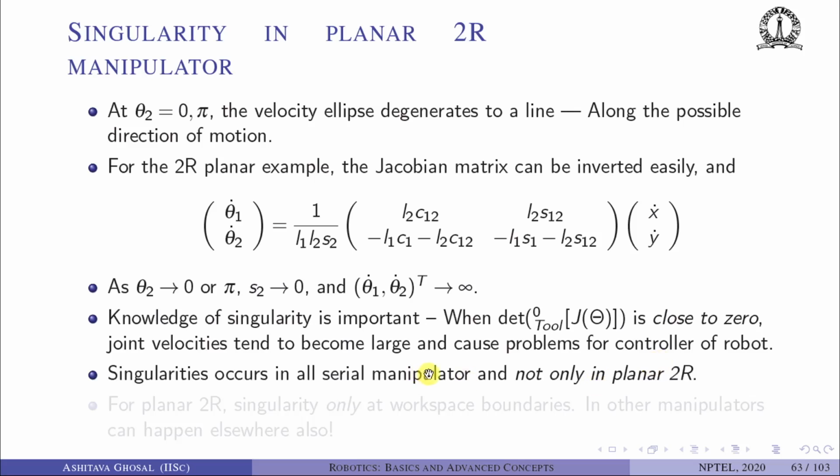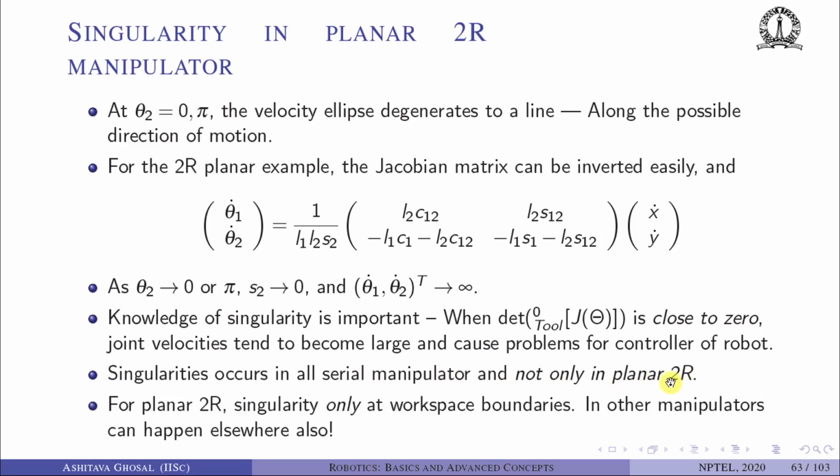Singularities occur in all serial manipulators and not only in planar 2R. This is a statement you can verify, and it is well known. For planar 2R, singularity occurs only at the workspace boundaries. As you can see, it is only when theta 2 is 0 or pi, only at the complete outside stretched or completely folded configuration. In other manipulators, for example, in spatial 6 degree of freedom manipulators, it can happen inside the workspace also, at other points also.